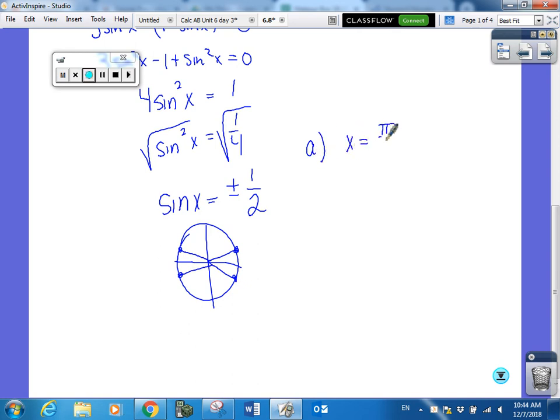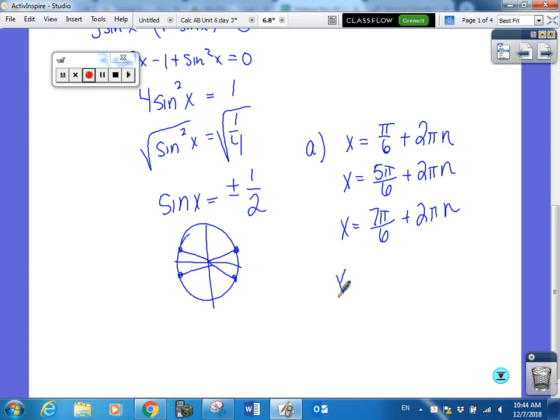So our general solutions: x equals pi over 6 plus the period. This is where we figure out the period. We don't know the period of a squared function. I don't even know if it has a period. The period is 2 pi over b, which is 1. So it's just plus 2 pi n. And we have 5 pi over 6 plus 2 pi n. And we have 7 pi over 6 plus 2 pi n. And 11 pi over 6 plus 2 pi n.